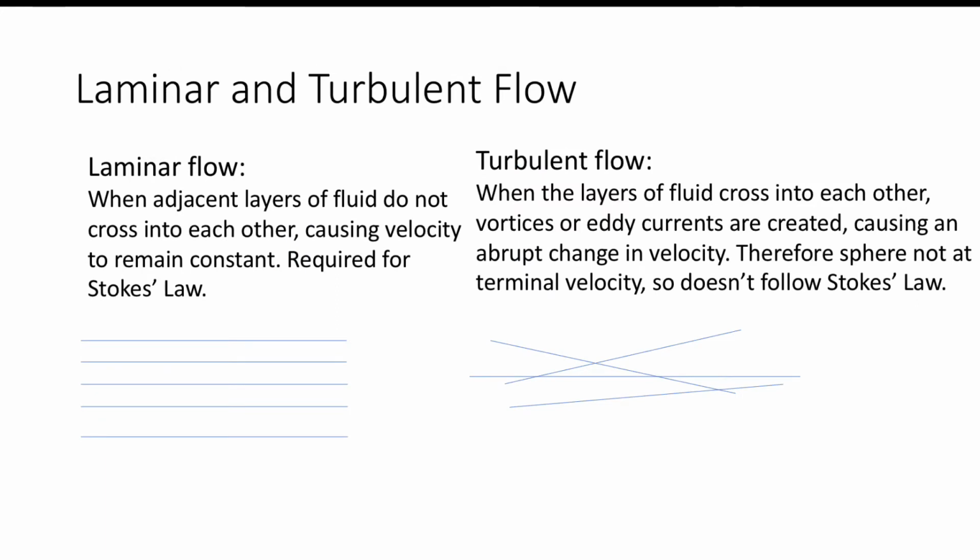Laminar flow happens when adjacent layers of fluid do not cross into each other, causing the velocity of the sphere to remain constant. This means the sphere remains at terminal velocity, so Stokes' law can be used when the flow of the fluid is laminar. This is different to turbulent flow, which is when the layers of fluid cross into each other, resulting in the formation of vortices or eddy currents, causing an abrupt change in velocity. This means the sphere is not at terminal velocity, so it does not follow Stokes' law.